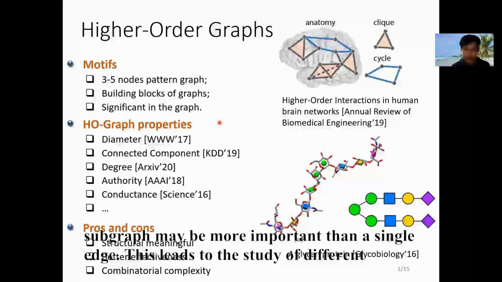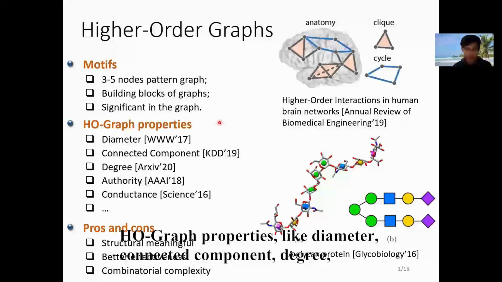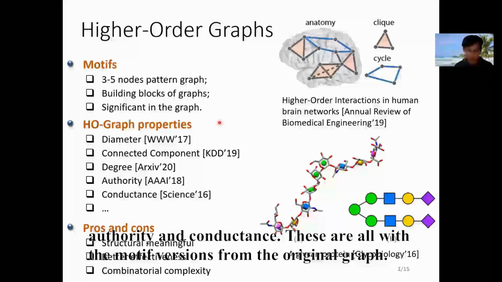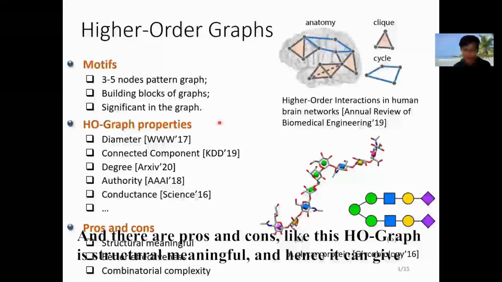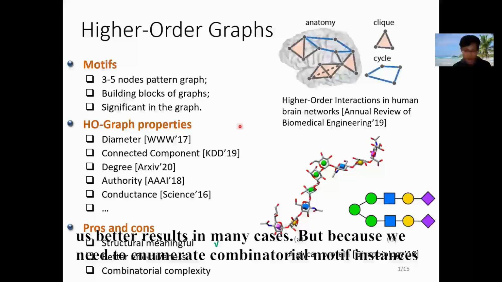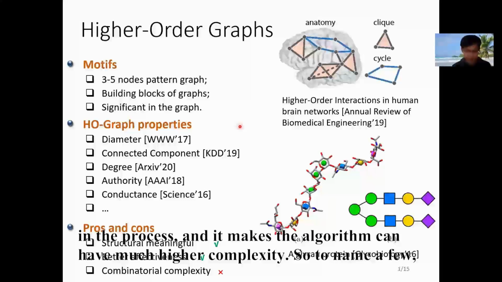This leads to the study of different HO graph properties like diameter, connected components, degree, authority, and conductance. These are all motif versions of those from the original graph. There are pros and cons: the HO graph is structurally meaningful, and hence it can give us better results in many cases. But because we need to enumerate combinatorial motif instances in the process, the algorithm can have much higher complexity.